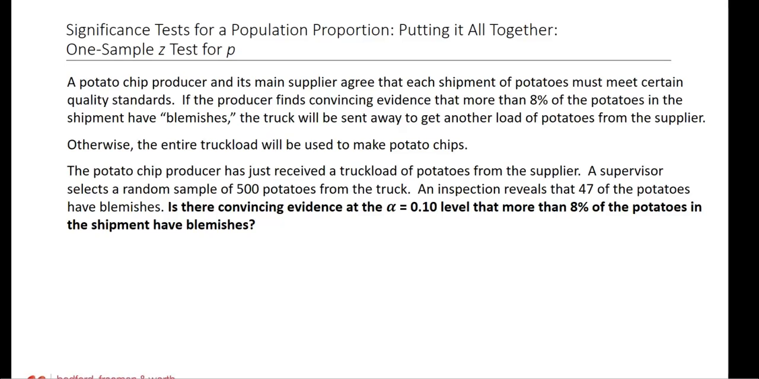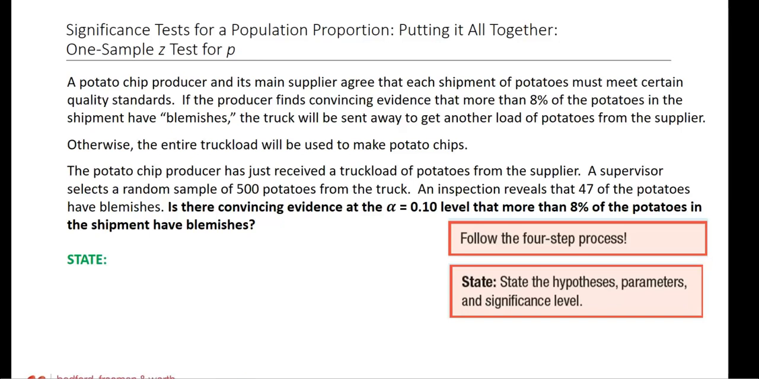A supervisor selects a random sample of 500 potatoes from the truck. That seems fair. An inspection reveals that 47 of the potatoes have blemishes. Is there convincing evidence at the 10% level that more than 8% of the potatoes in the shipment have blemishes? Okay.